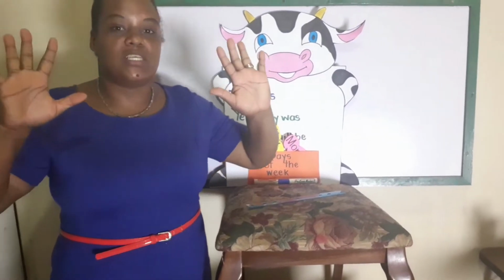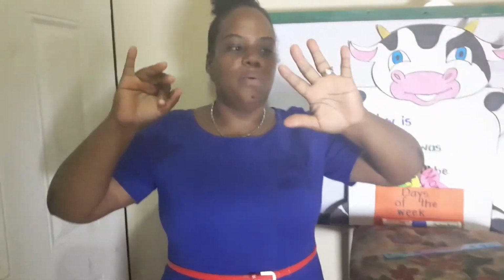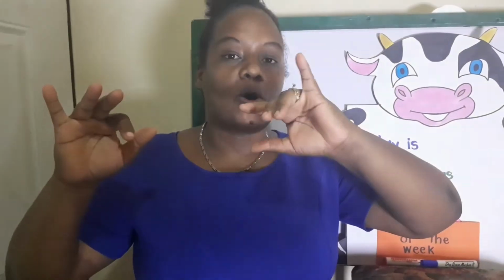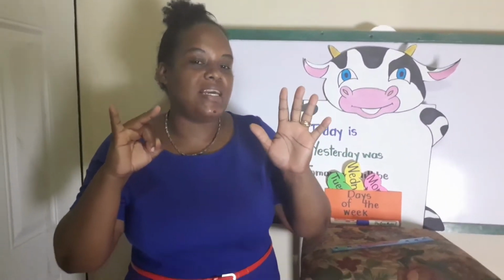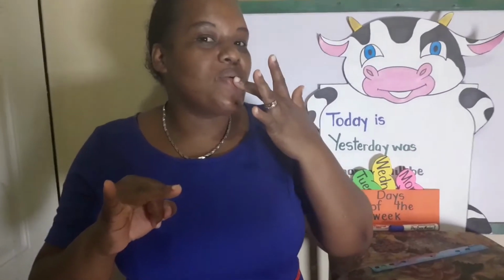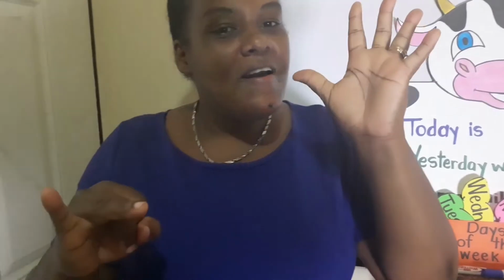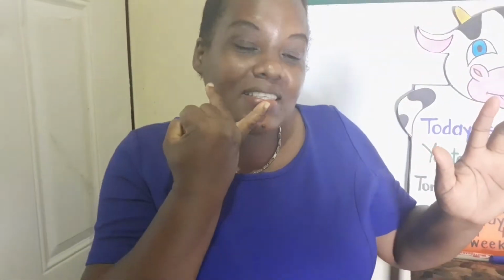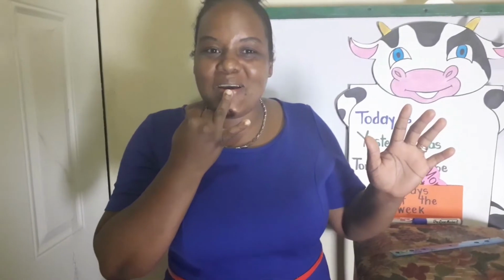So let's lift our fingers in the air. Raise your fingers, and we're going to sing the days of the week while we're counting on our fingers to see how many days make one week. Let's go. The days of the week are Sunday, Monday, Tuesday, Wednesday, Thursday, Friday, and Saturday. So let's count how many days make one week. 1, 2, 3, 4, 5, 6, 7 days make one week.